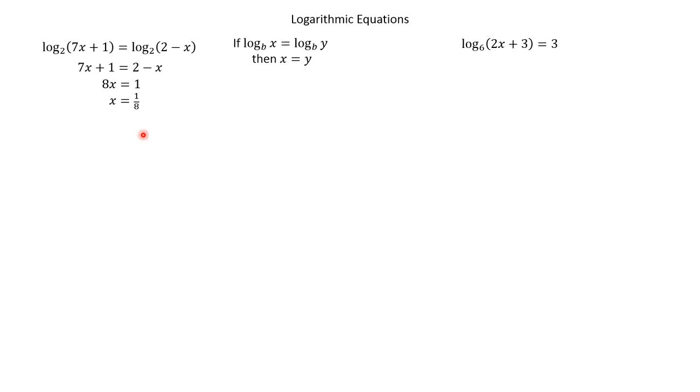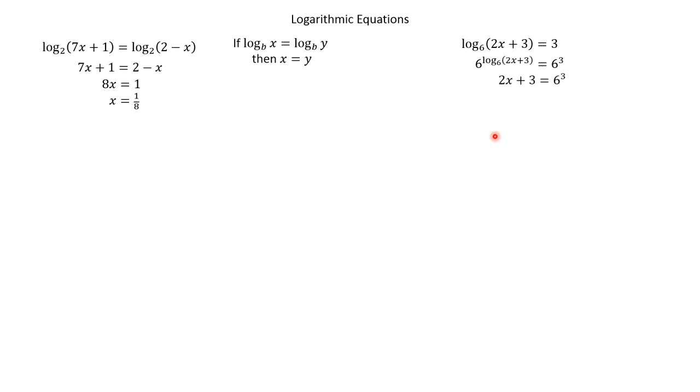It's like going backwards from what we had over here solving logarithmic. If they had the same base, the exponents were equal. Well, if we can make these the same base of that, because 6 to log base 6 of 2x plus 3 is just 2x plus 3.